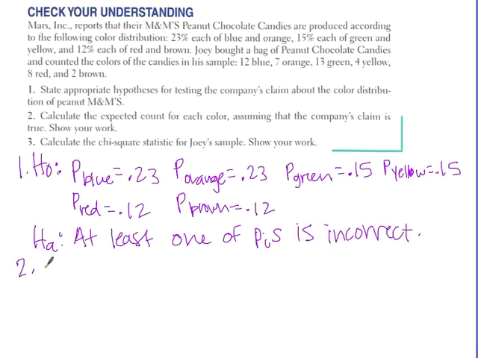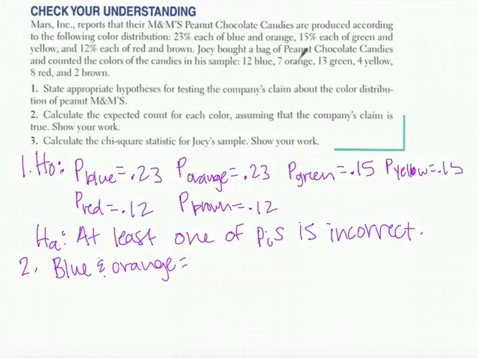Number 2 asks us to calculate the expected count for each color, assuming that the company's claim is true, and show your work. We see that blue and orange have the same probability, so the expected counts for blue and orange would be the same. To find the expected counts, we need to count how many M&Ms were actually in the bag. So we do 12 plus 7 plus 13 plus 4 plus 8 plus 2, and we get 46.